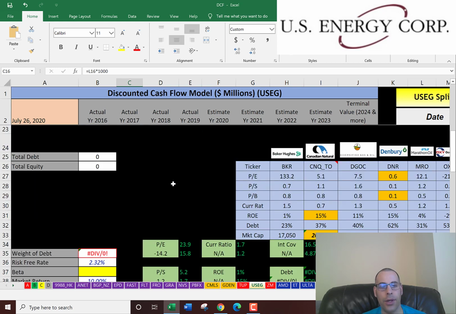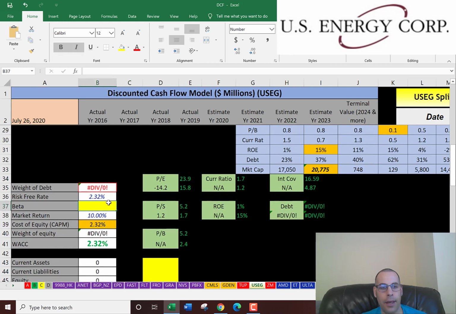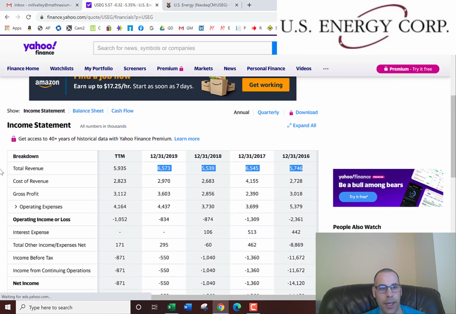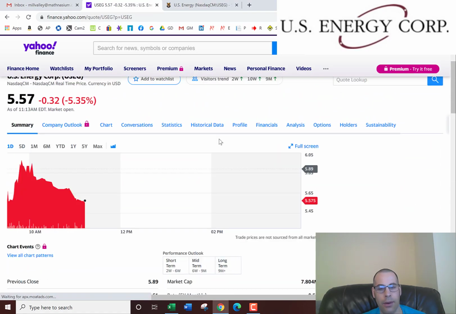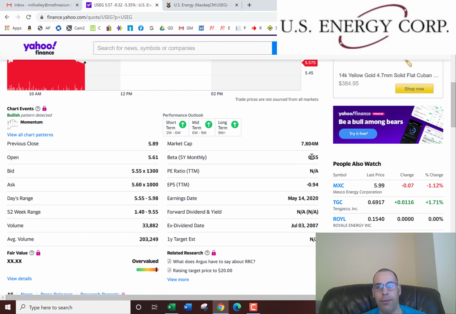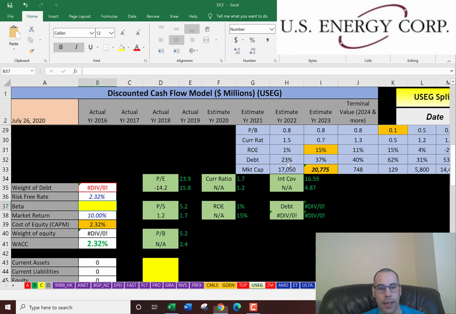Let's look at a capital structure. They have no debt. Let's see what their beta is, because we need the volatility of the stock to calculate the cost of equity. It's 0.55, so they have a low beta, so the stock doesn't move too much. So it's a low risk stock.